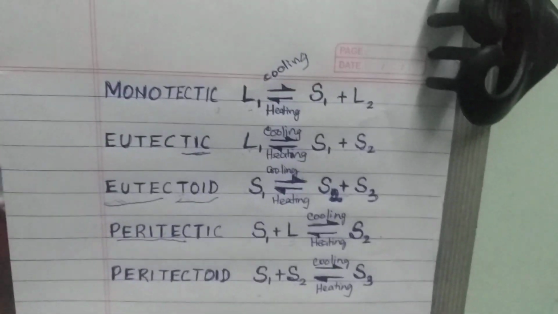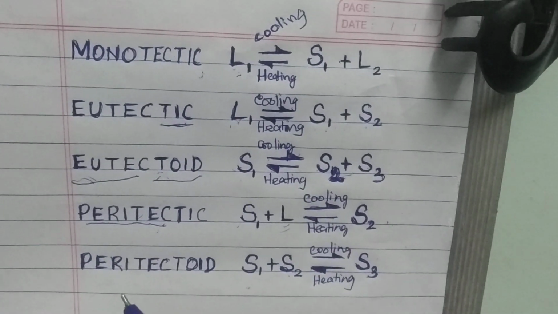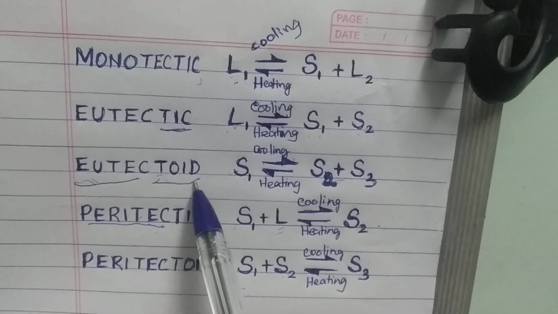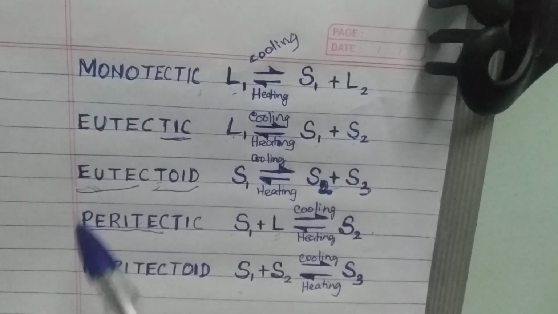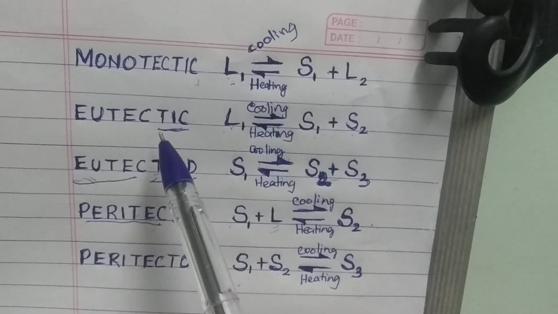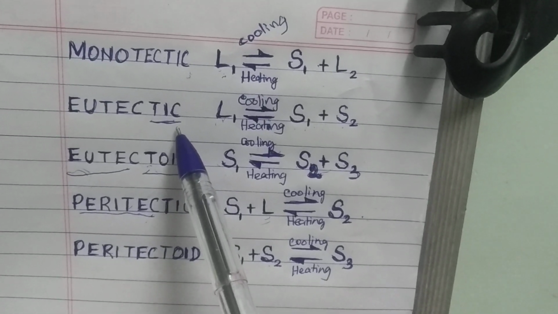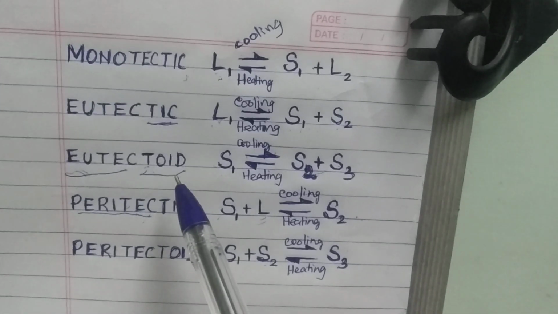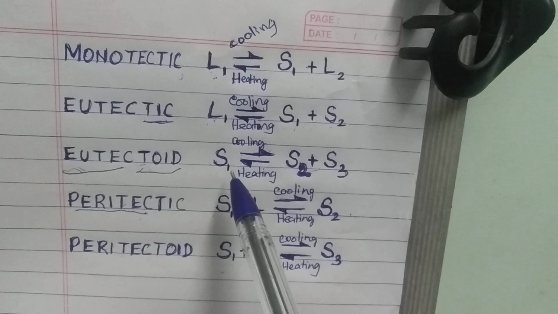These are the reactions. For remembering these reactions easily, we have to observe these key words: tic, tide, eutec, and peritec. If the name of the reaction ends with tic, that means it involves liquid. If the name of the reaction ends with tide, that means it involves solid.